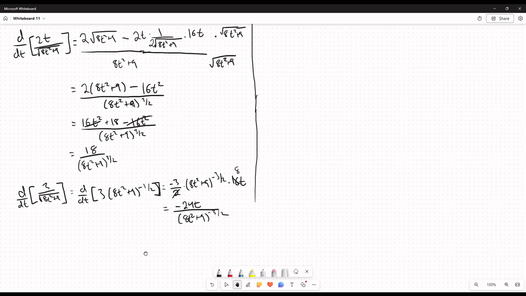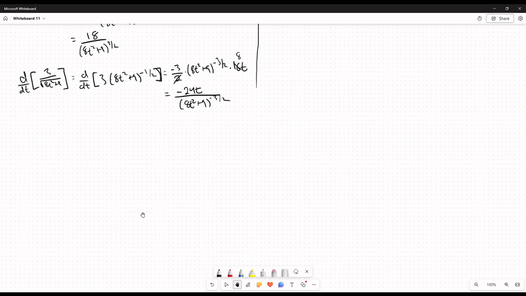And yes, there's one more derivative that we need to take. We also need to take the derivative of negative 2t over square root of 8t squared plus 9. But that's just the negative of the first derivative we found. So that's just going to be negative 18 over 8t squared plus 9 to the 3/2.